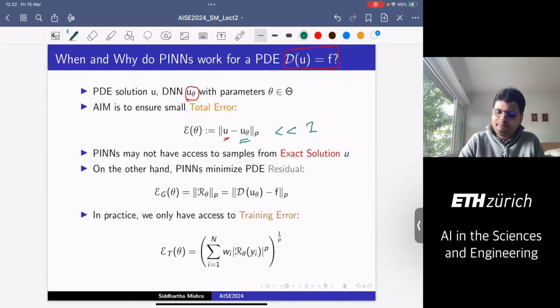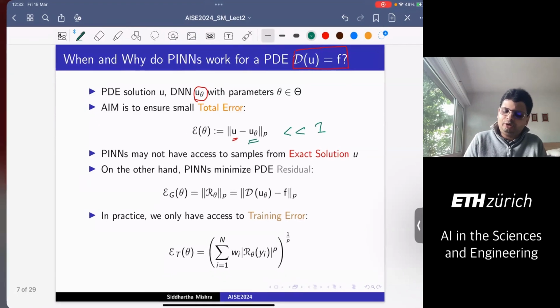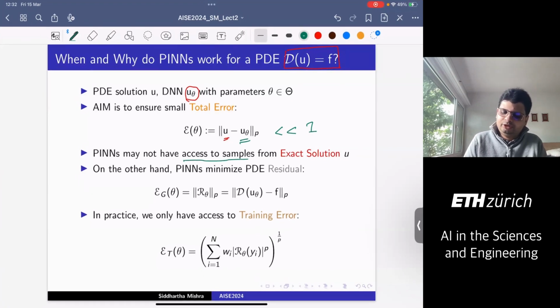Now, what contrasts PINNs from standard supervised learning is that in general we don't have access to samples from the exact solution. So we have no control. We are never training the network directly on this error. Because in regression or classification, the traditional use of machine learning in images or text, you have some labels, and then you have the predictions of your network, and you try to make the distance between them as small as possible. Here, we don't have access to that. That's why it's a fully unsupervised approach.